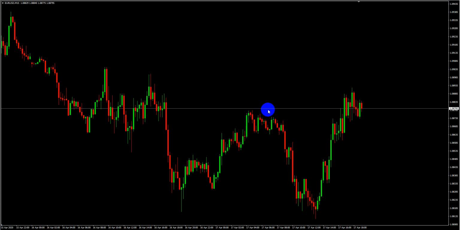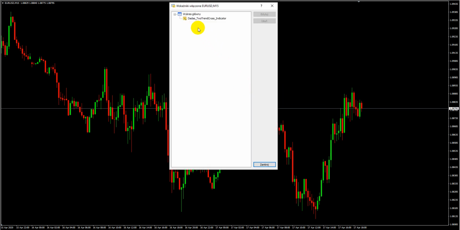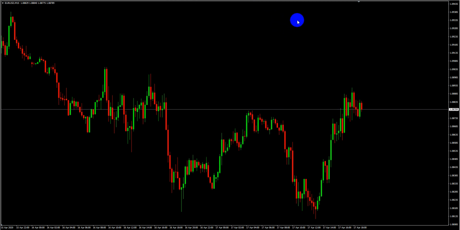So, what is this indicator? The indicator is called Dadas two-trend cross indicator. Well, I don't know if the name is adequate or not. Anyway, generally speaking, the idea is like this.